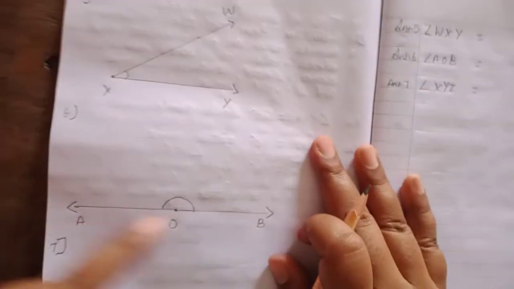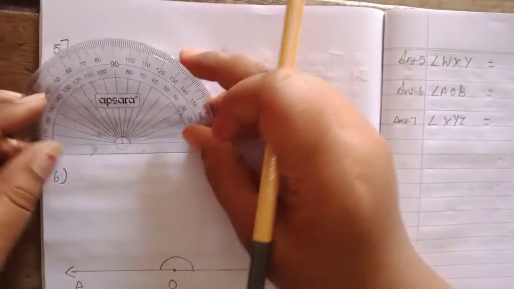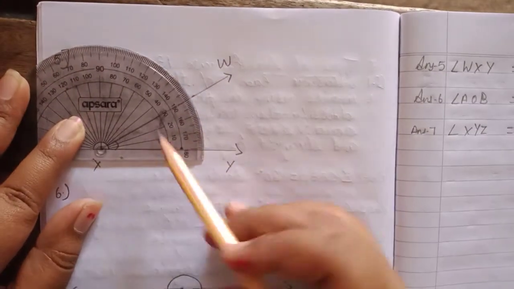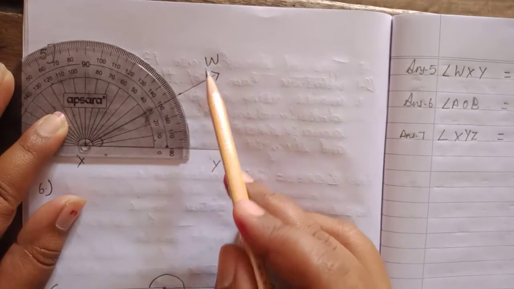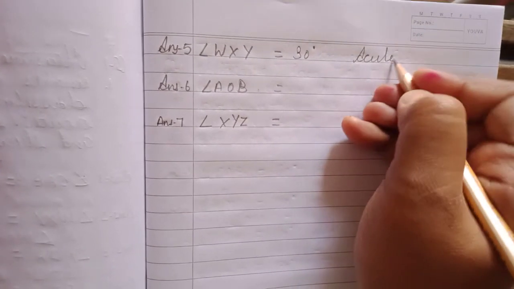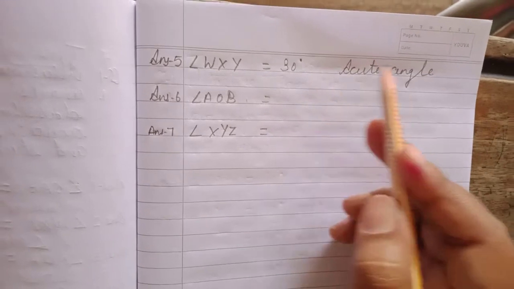Now next, number 5, angle WXY. So we will put the center point at X and we will measure. We have to see the inner scale, it measures 30 degree. So angle WXY equal to 30 degree, and which type of angle is it? It is an acute angle. It is less than 90 degree, which means acute angle.